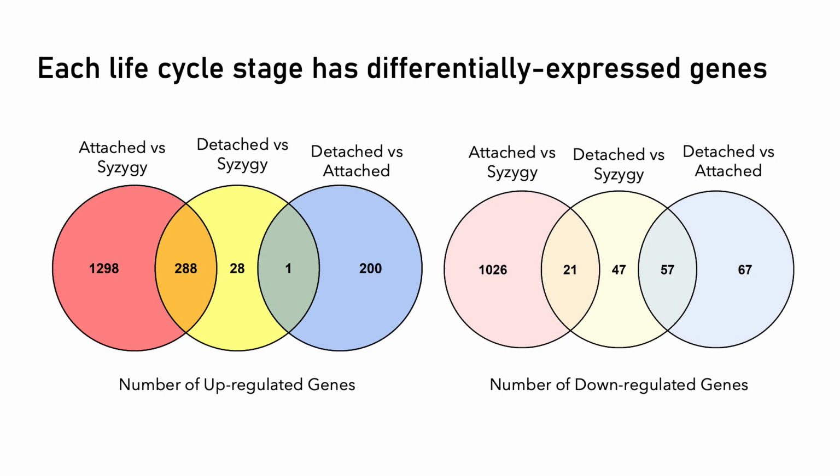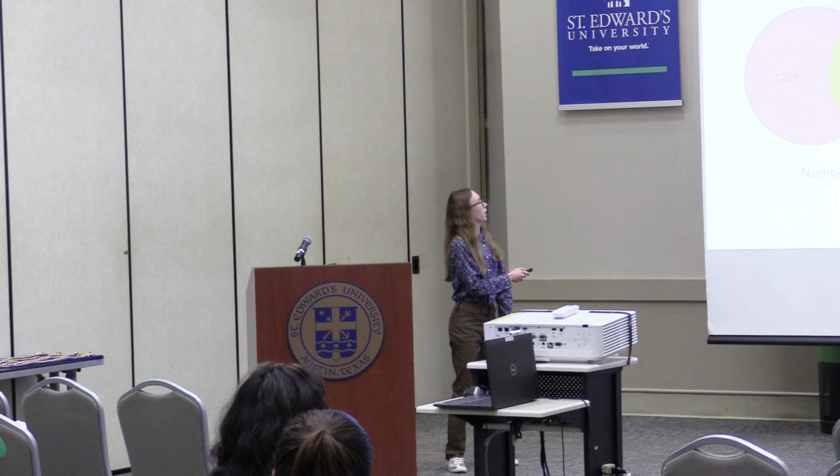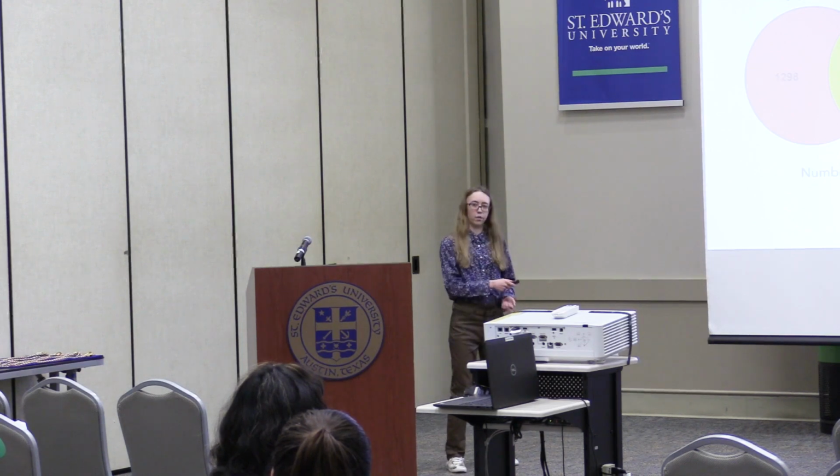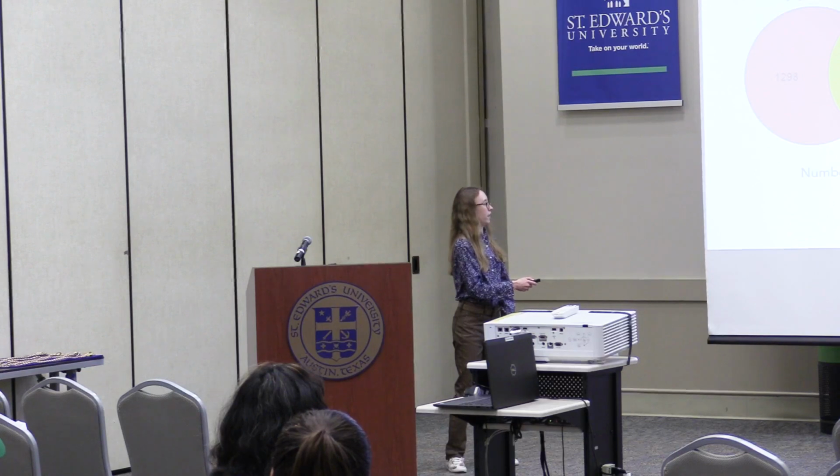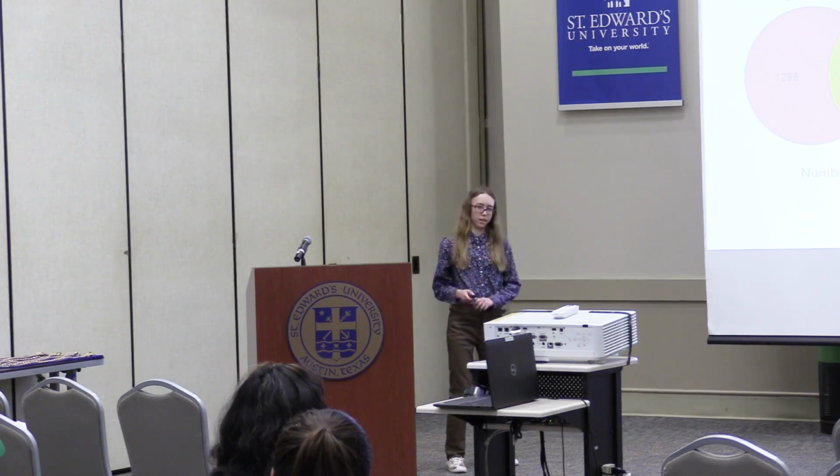And so with that, we have our transcriptome, and you can compare the different life cycle stages to each other. This is just showing you some numbers of genes that we got. There are 288 genes that are expressed more often in attached and detached stages versus scissoring. So those are genes that are maybe more important for those stages, and less important for the other one. And then this graph over here is the same idea, except for genes that are down here, so they're not showing up as often.